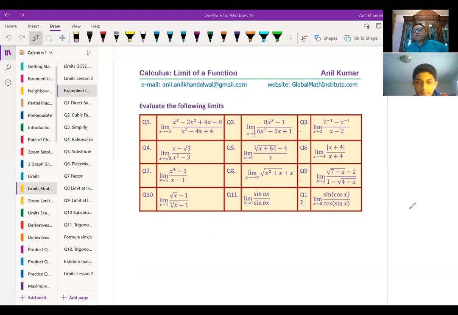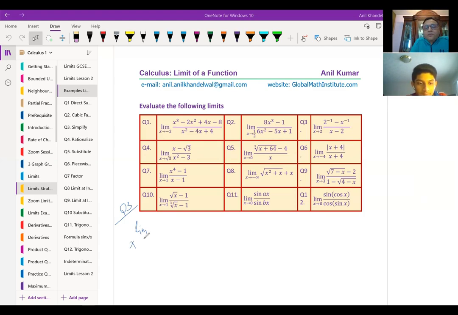Let's do the next one, which is question number 3. Limit as x approaches 2 of 2 to the power minus 1 minus x to the power minus 1, over x minus 2. Now if I substitute 2, the denominator is 0. How will you do this one? Sir, I think this one will also give us an indeterminate form, 0 over 0. So we need to factor, correct? So we could actually simplify it.